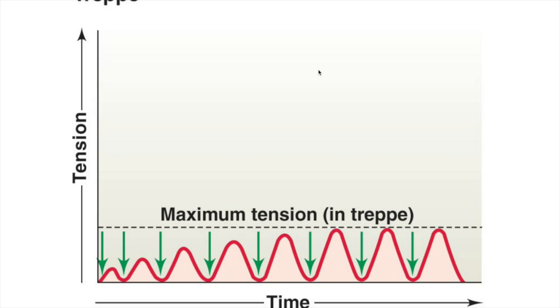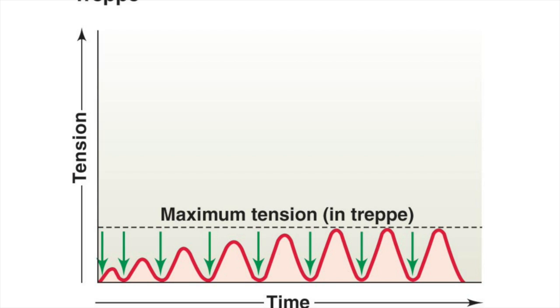Alright, and the peak tension produced by a muscle depends on the amount of tension produced by each muscle fiber and the number of muscle fibers stimulated. And this figure right here is showing us what's called treppe.